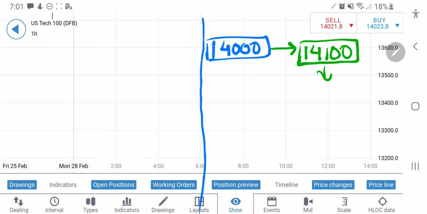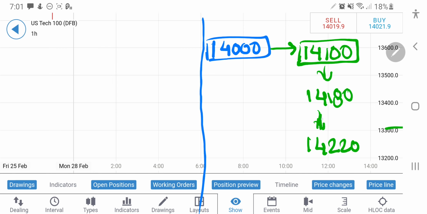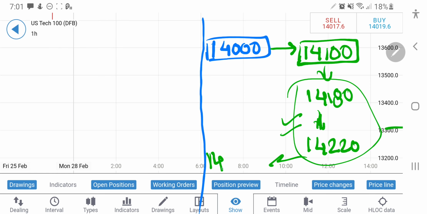Now beyond 14,100, you can expect 14,180 and 14,220 levels. So these levels can be achieved. 14,100 at least can be achieved, and beyond that definitely it is going to act extremely bullish. It is going to hit 14200 levels also. Somewhere in between it will definitely achieve. Beyond that, sky is the limit. 14300 will get achieved here, and beyond that I'm not going to talk. Sky is the limit, it can go anywhere.